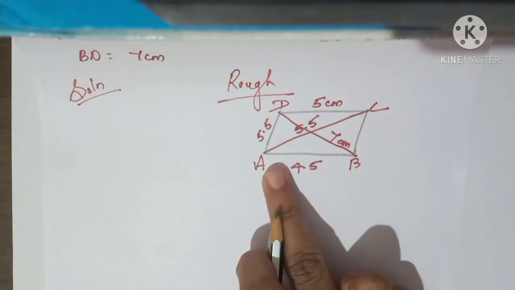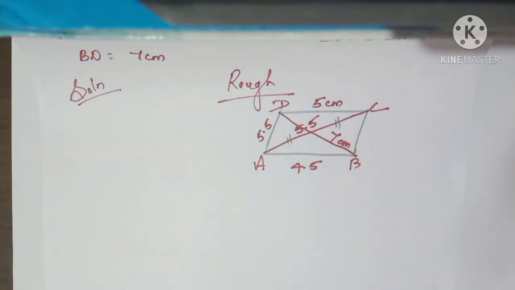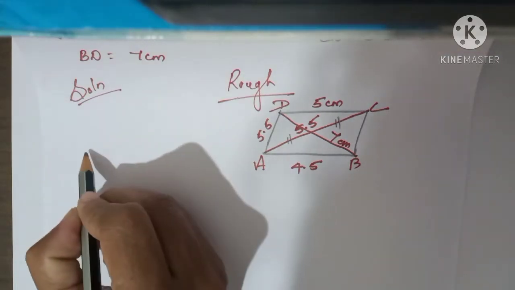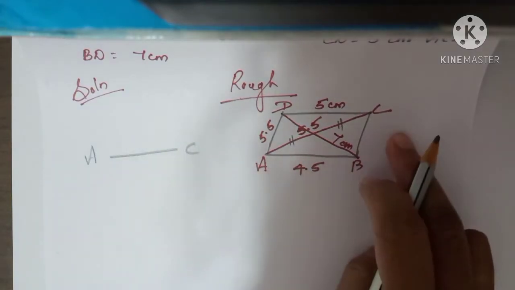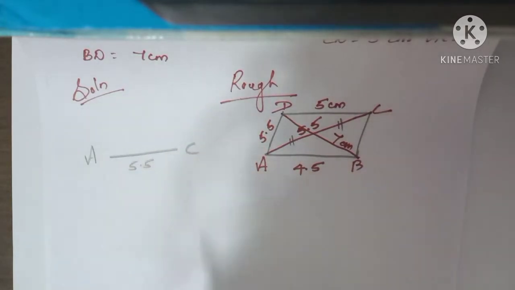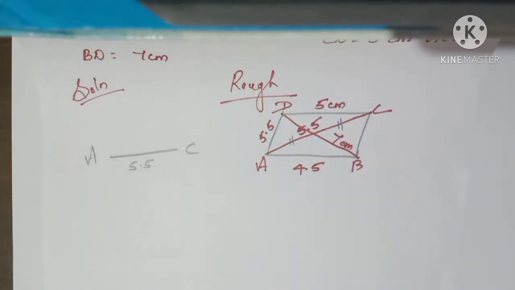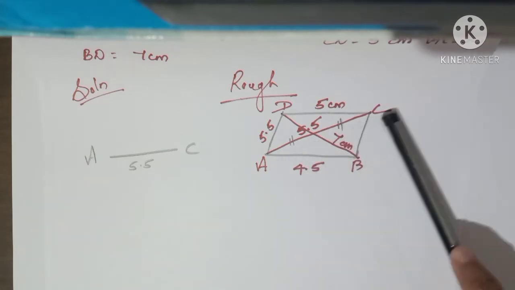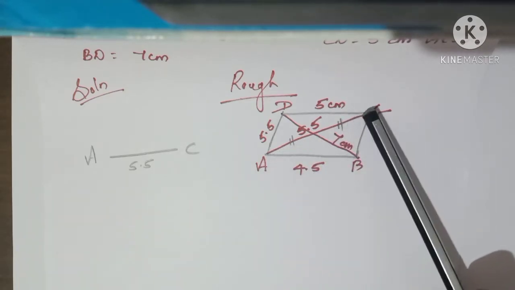For example, I am taking AC as the baseline. So I am going to draw AC as the diagonal, as the baseline, because it is easy to understand. What is the measurement of AC? 5.5 centimeter. So I am going to draw AC as the baseline with 5.5 centimeter.